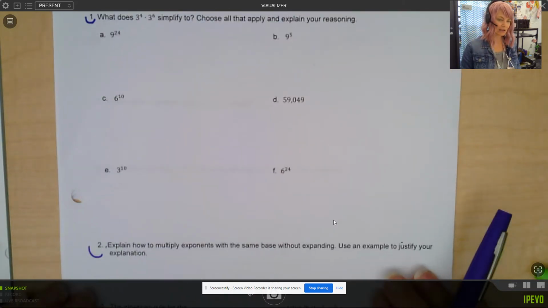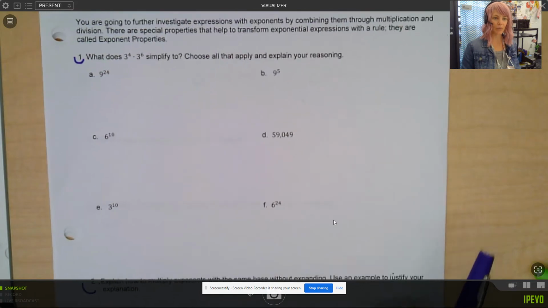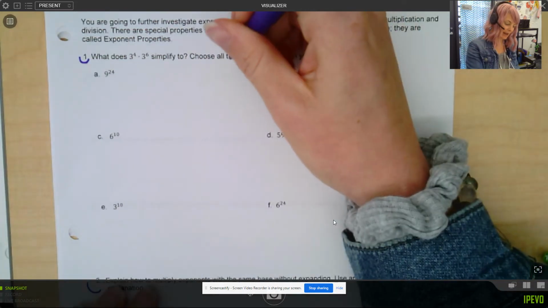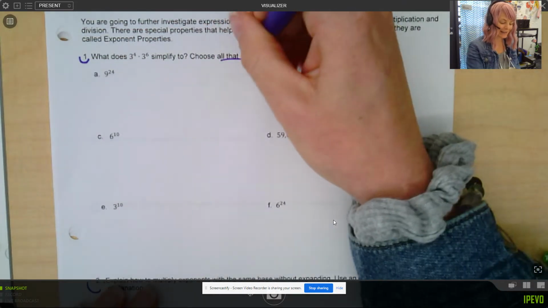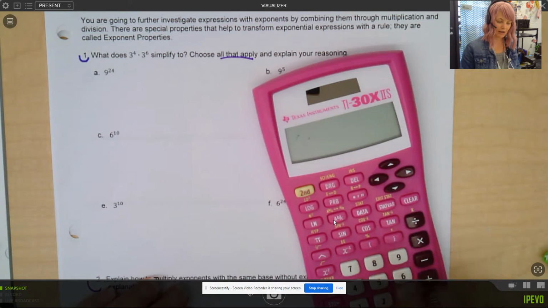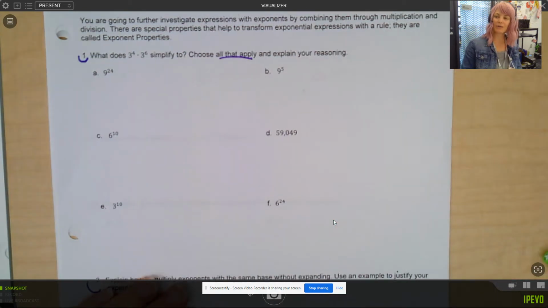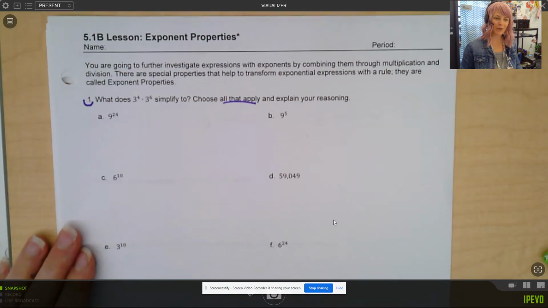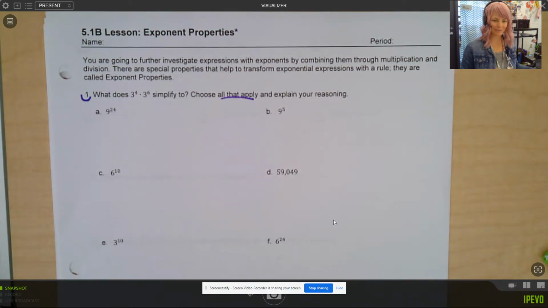I'd like you to take a look at 1 and 2. 1 asks what 3 to the 4 times 3 to the 6 simplifies to, and 2 asks you to choose all that apply and explain your reasoning. If you want to use a calculator to think about what those are, you can, but I also want you to think about not just how you get to the number, but how the numbers are interacting with each other. Go ahead, pause the video, finish 1 and 2, and then we'll go over these in a second.